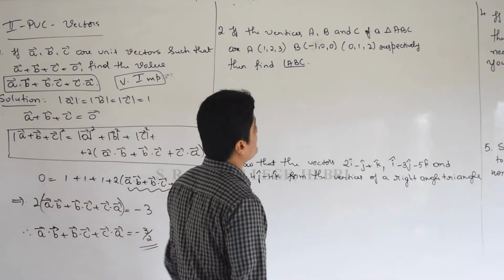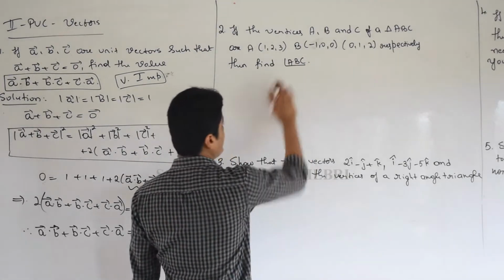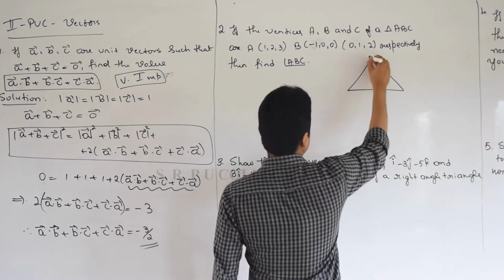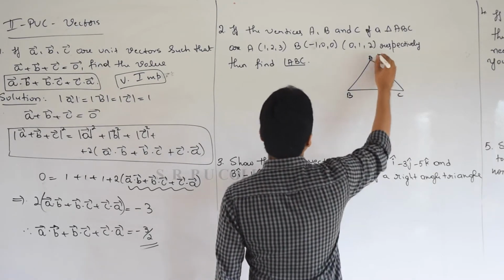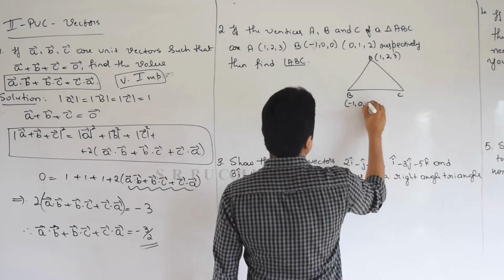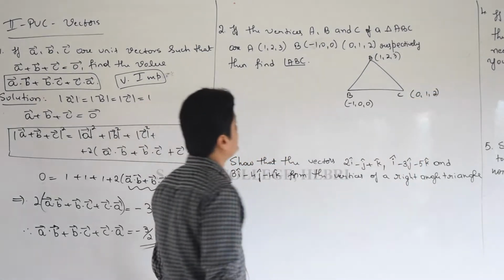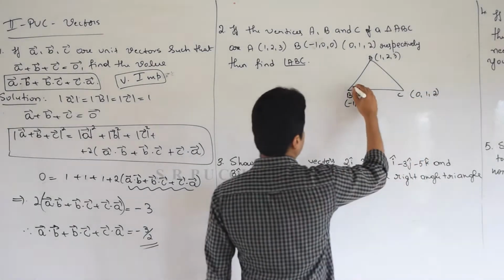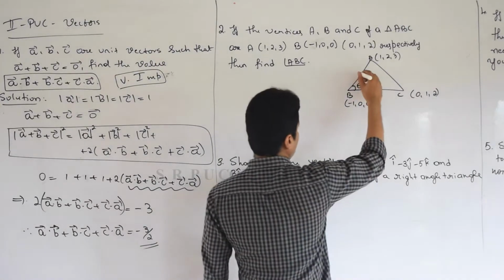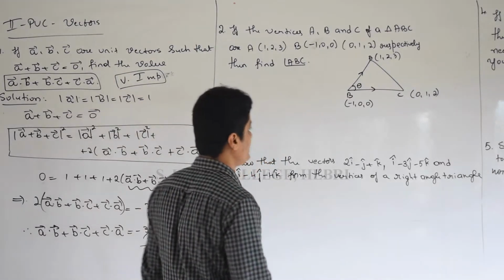If the vertices A, B and C of a triangle ABC are respectively given, find angle ABC. Let me write a rough diagram. This is A, this is B, this is C. A is given as (1, 2, 3), B is given as (minus 1, 0, 0), C is given as (0, 1, 2). We need angle ABC, and let the angle be theta. To find angle ABC, we have to find vector AB and vector BC.